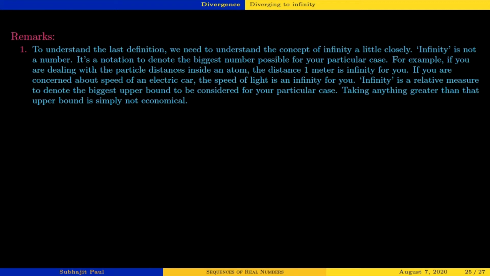So whenever you are manufacturing a device for measuring the atomic particle distances, what should be your infinity there? What is the most distance it should measure? It is not necessary to make a device which can measure more than 1 meter, if the primary objective is to use the device to measure atomic particle distances.